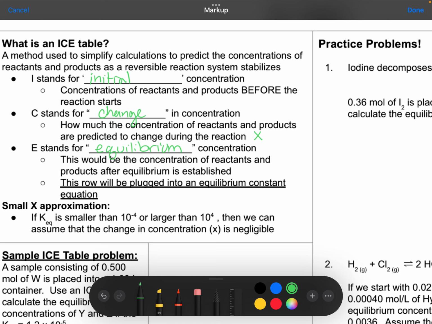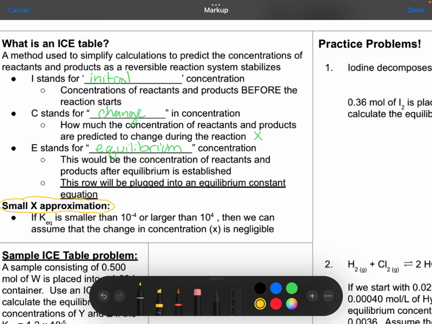And there's something else that I want to talk about really quickly, and that is small x approximation, which is going to be really important, and it's going to make the math for ICE tables a lot easier. Because as you'll see as we go, if we're squaring x, if we're cubing x, if we're raising x to the 4th power or whatever, the math that we have to do can very, very quickly turn into quadratic equations. And to solve for x, you would have to use the quadratic equation to do so. And that's a long process.